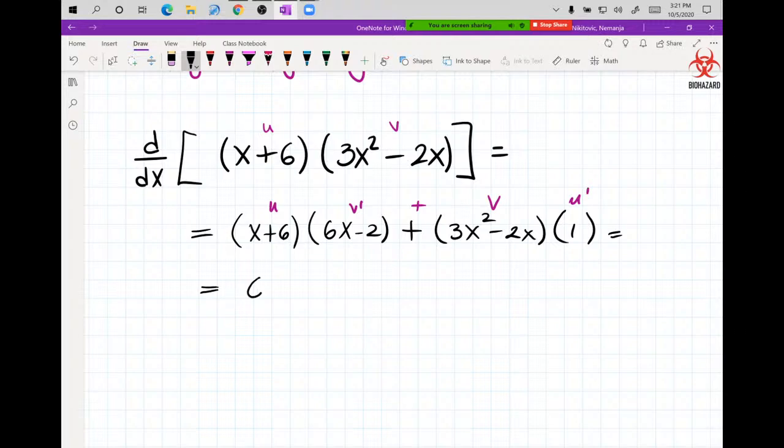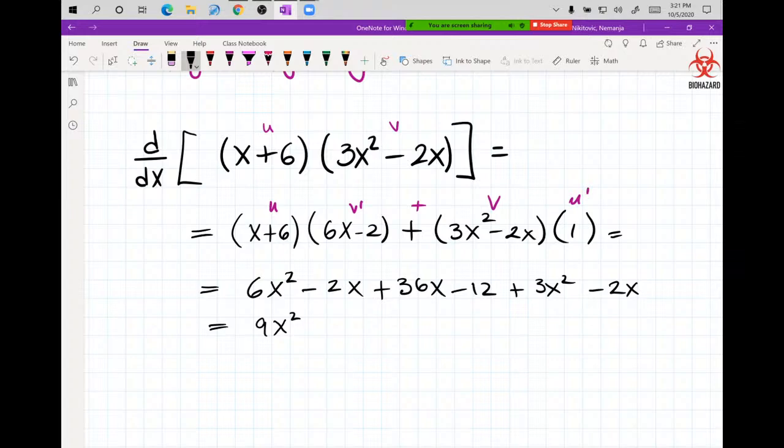Now we're going to simply FOIL this stuff here and get our simplified problem. So that's going to be 9x squared plus 32x minus 12. And that would be this answer. Now again, polynomial times polynomial. We really did not need product rule because we could have FOILed to begin with.